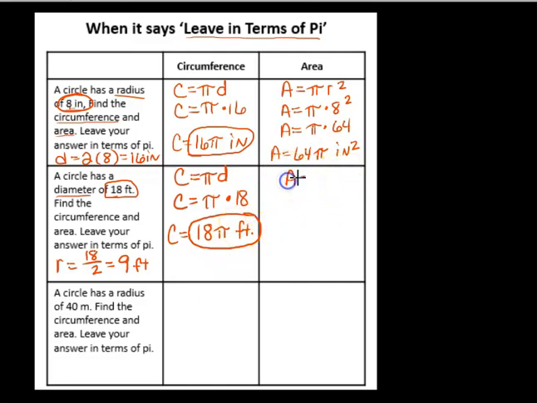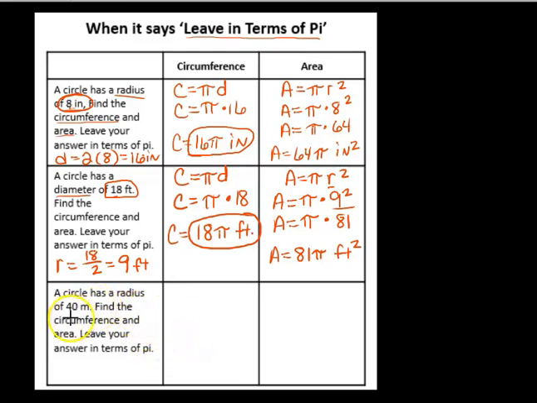For area, it's pi r squared. So I've got to be sure and use my radius. So area equals pi times my radius squared. And we've already found our radius was 9. We know that pi times 9 squared, 9 times 9 is 81. So my final answer is 81 times pi feet squared.